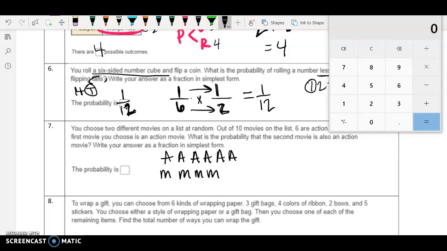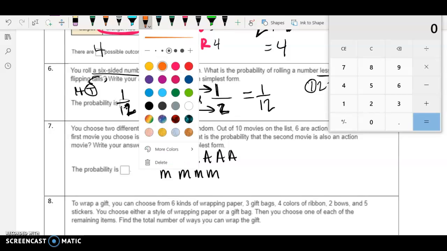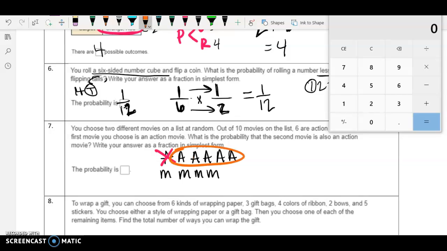I don't know what those types are. So 1, 2, 3, 4, 5, 6, 7, 8, 9, 10. So if I choose an action film, we now can't pick that film. We're not going to watch it 2 times in a row. So how many action films do I have left? I have 5 action films out of how many movies now do I have left?